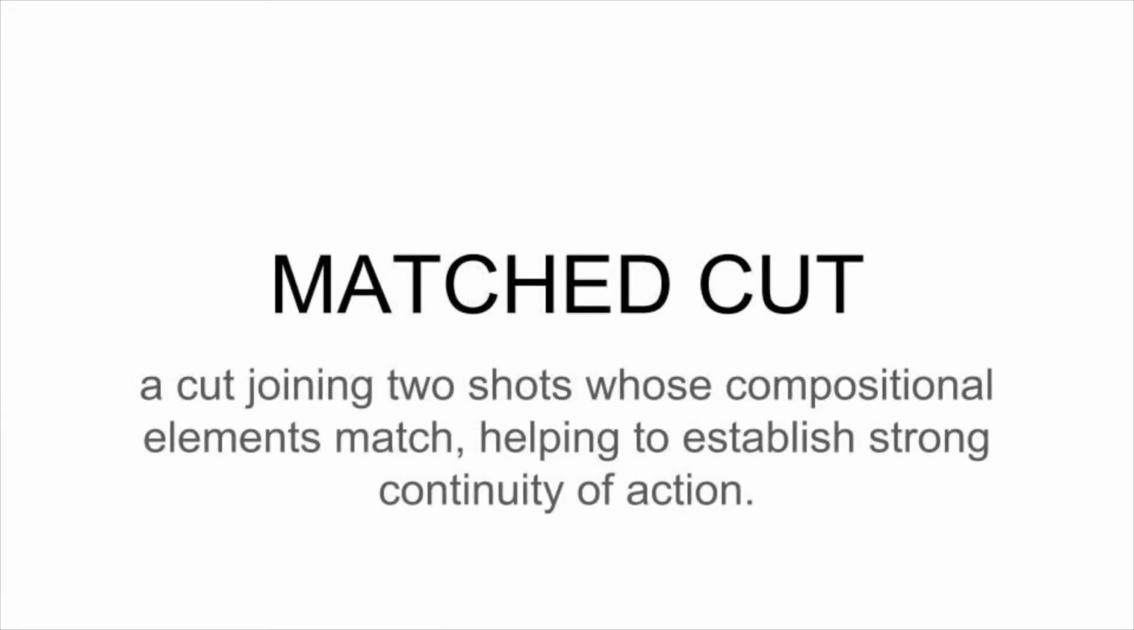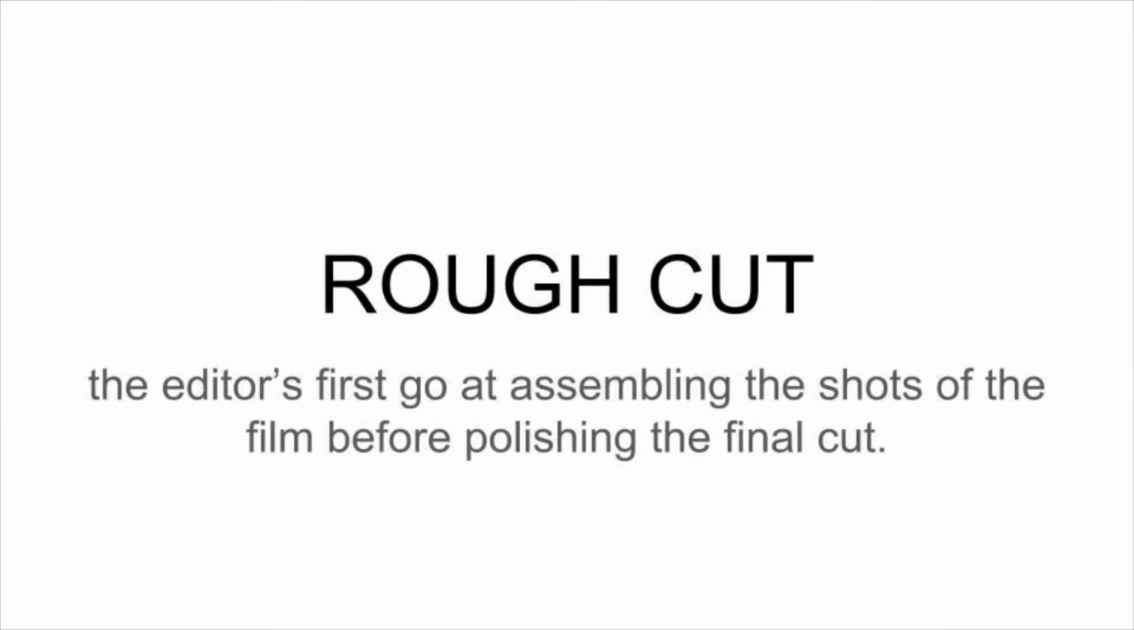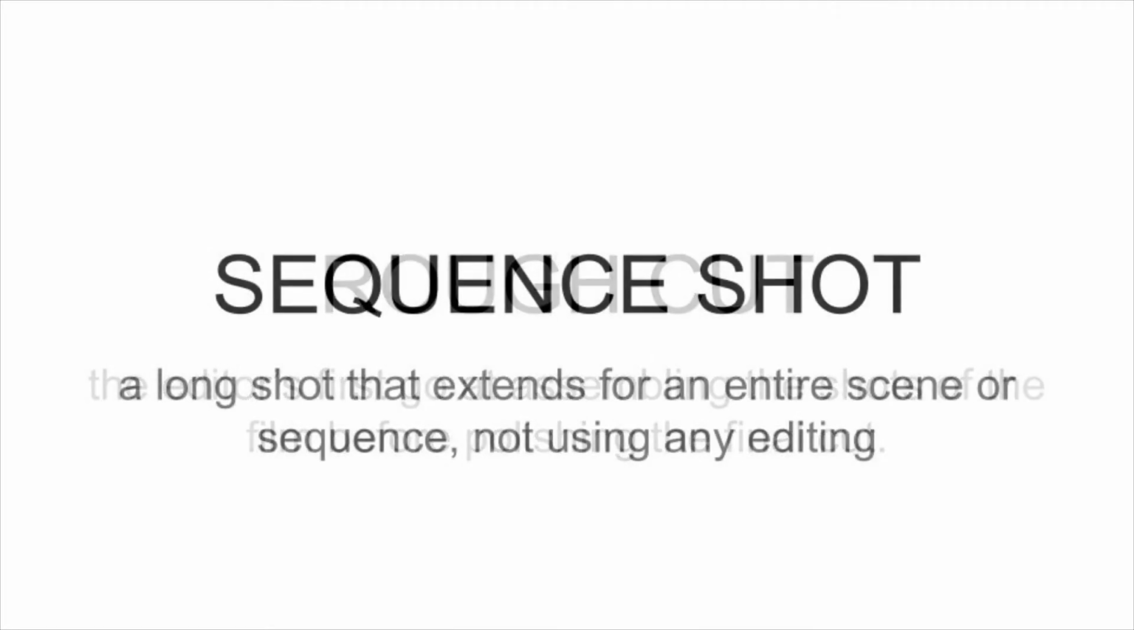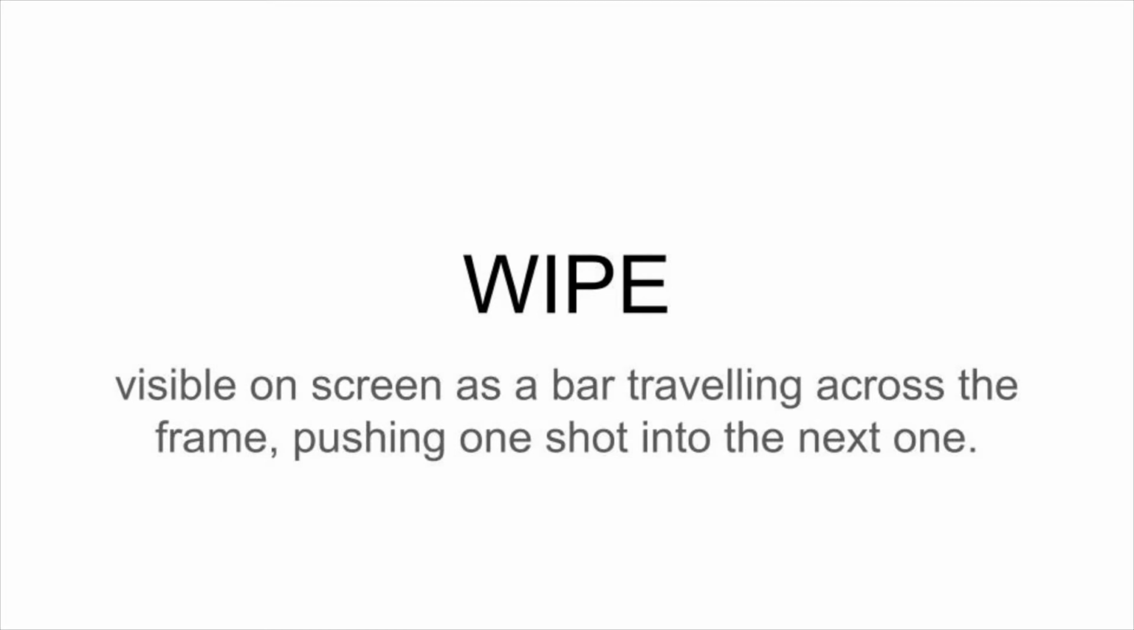A matched cut is a cut joining two shots whose compositional elements match, helping to establish strong continuity of action. A montage is compiled of scenes whose emotional impact and visual design are achieved through the editing together of many brief shots. A rough cut is the editor's first go at assembling the shots of the film before polishing the final cut. A sequence shot is a long shot that extends for an entire scene or sequence, not using any editing. Shot reverse shot editing is usually used when two characters are caught in conversation, alternating between over-the-shoulder shots and showing each character in a mid-shot. And finally, a wipe is visible on screen as a bar, travelling across the frame, pushing one shot into the next one.